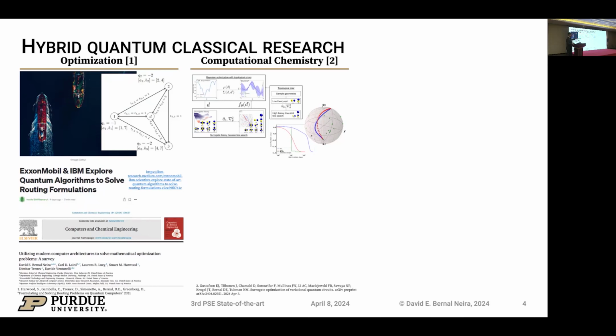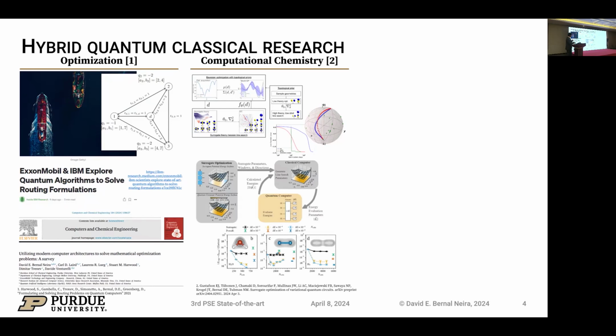In fact, we are already able to solve small molecules on quantum computers: water, nitrogen, chains of hydrogen. This paper actually came out on arXiv yesterday. So as we speak, things are coming out, and this is something that we're pretty proud of. Hopefully it will hit a journal soon.